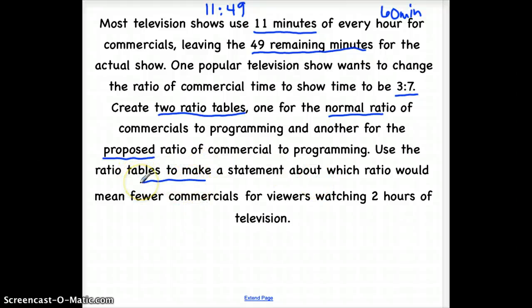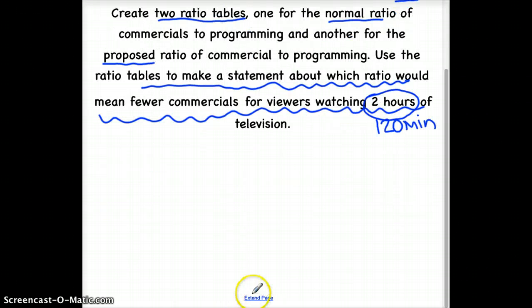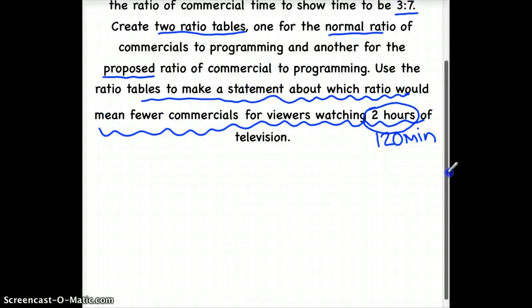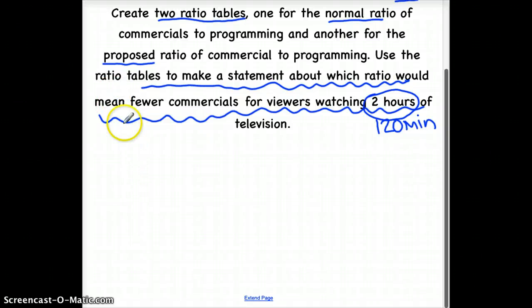So we want to make the table to see which ratio would mean fewer commercials for viewers watching 2 hours of television. 2 hours is 60 minutes plus 60 minutes, which is 120 minutes. All right, so I'm going to set up my ratio tables. My first one is the normal, and my second one is the proposed, or the change.